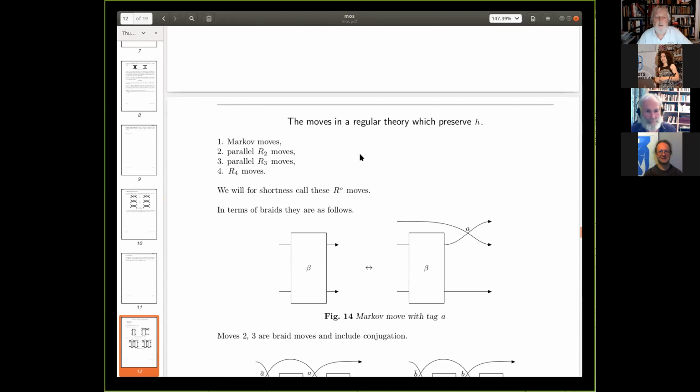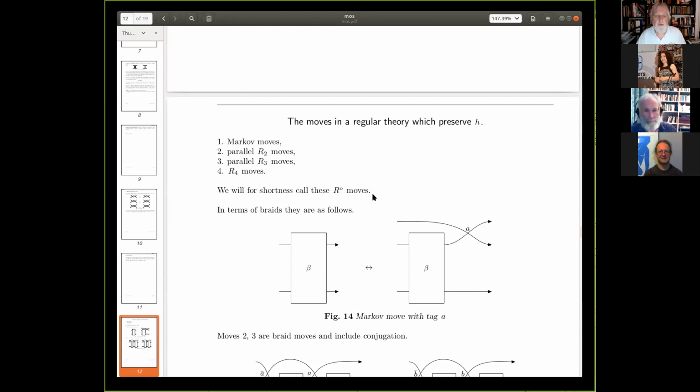Got it. Yeah. And then the moves in a regular theory which preserve H are the Markov moves, parallel R2 moves, parallel R3 moves. If you remember when we went back to R3, all the arcs were oriented from left to right. That's fine. You can always assume that's the case. And R4 moves, including the exchange move. So these we will call the R0 moves.